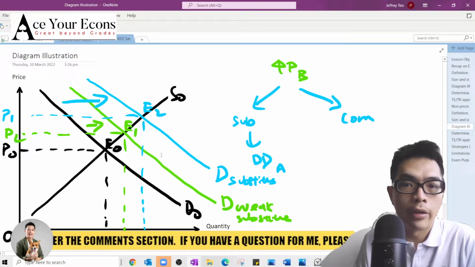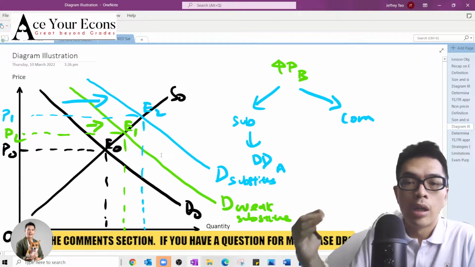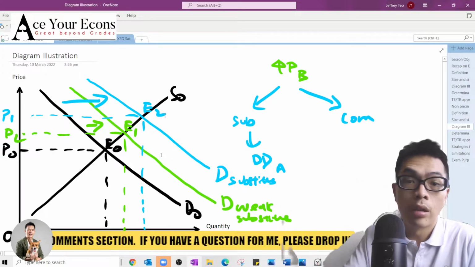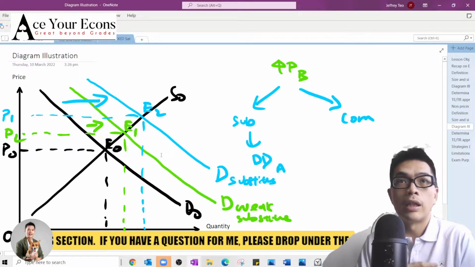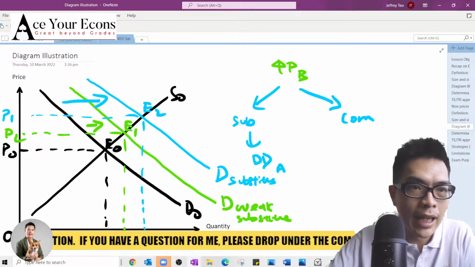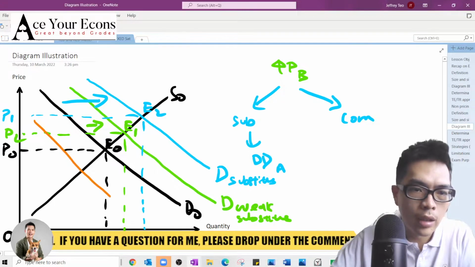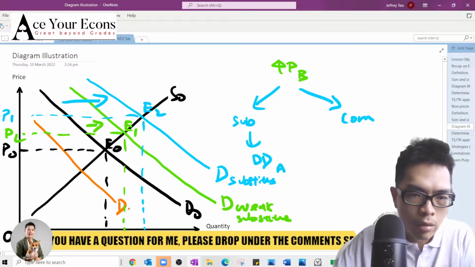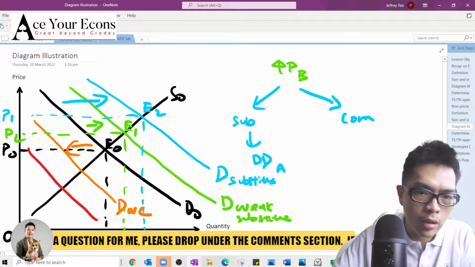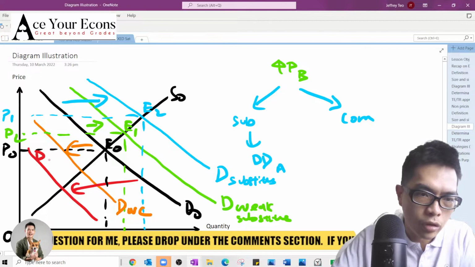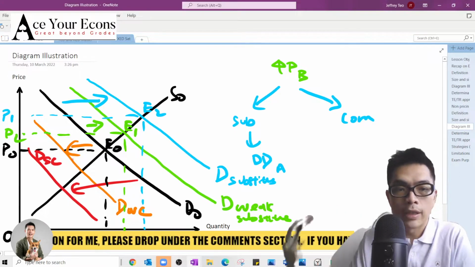Likewise, if it's a complement good, an increase in price of good B will lead to a fall in expenditure of good A. The extent of the demand curve shifting will be something like this. Demand of weak complements, demand of strong complements. You can use the same 4 points.